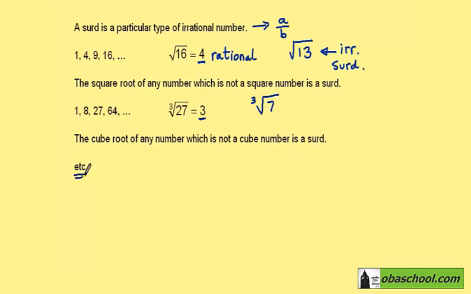And this goes on. The fourth root of a number which is not a perfect fourth power is a surd, and so on.